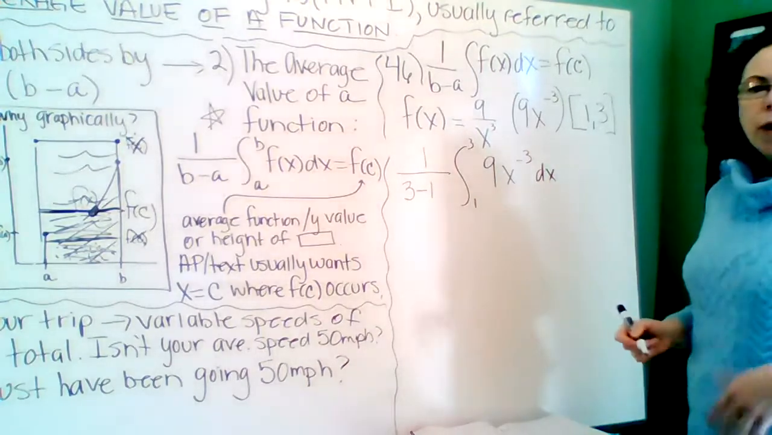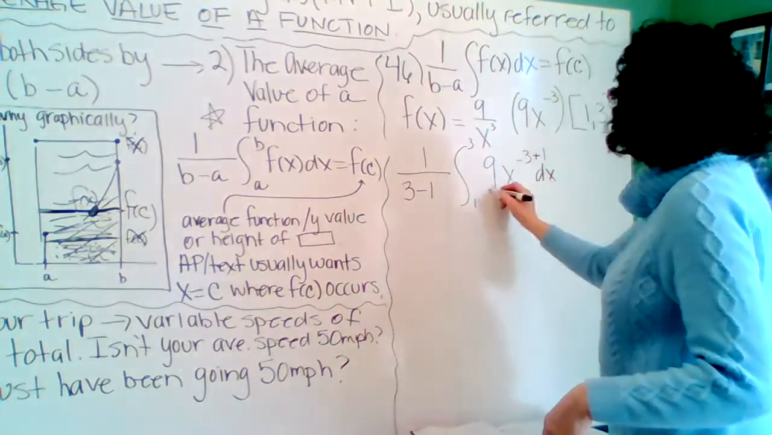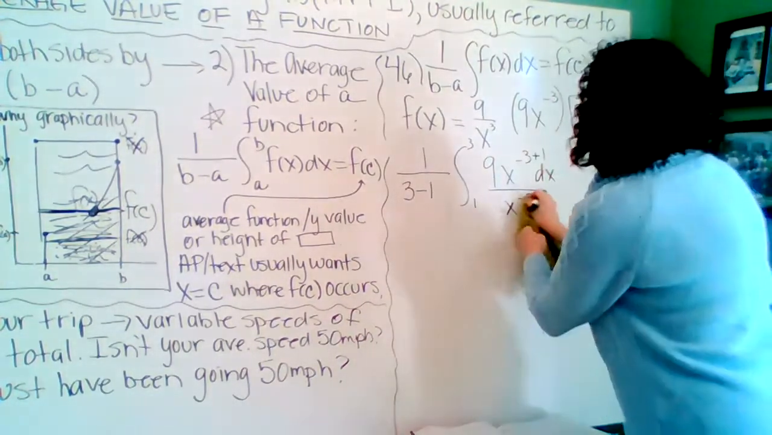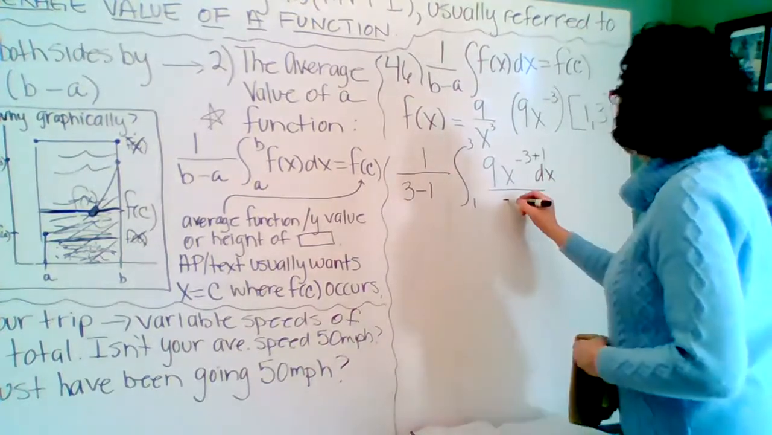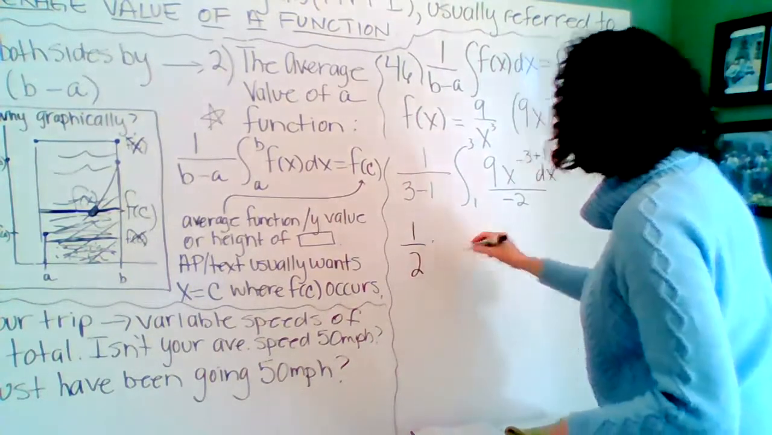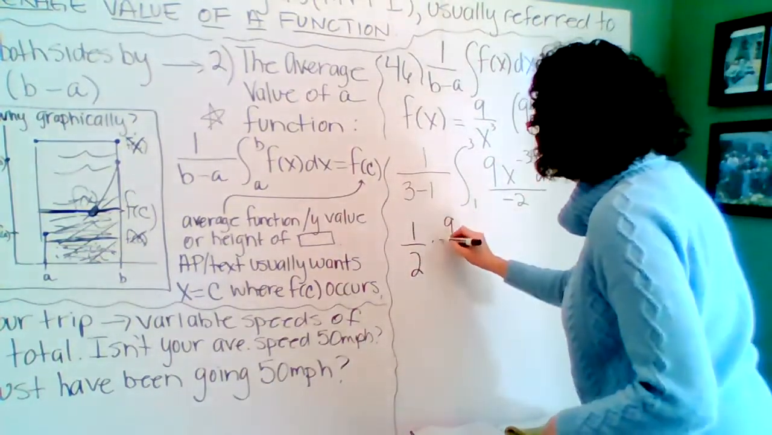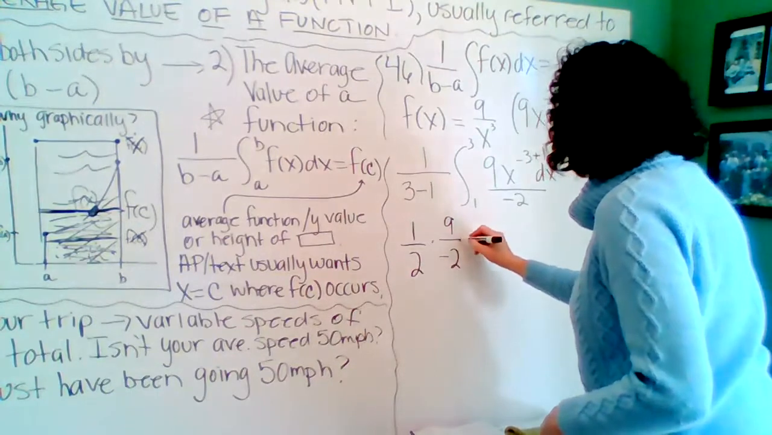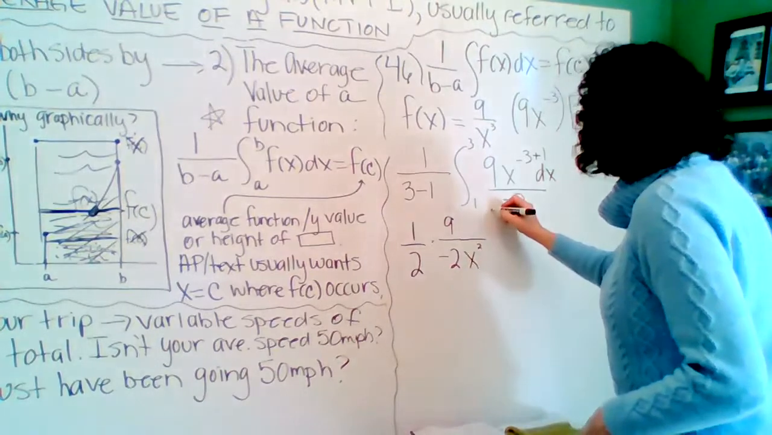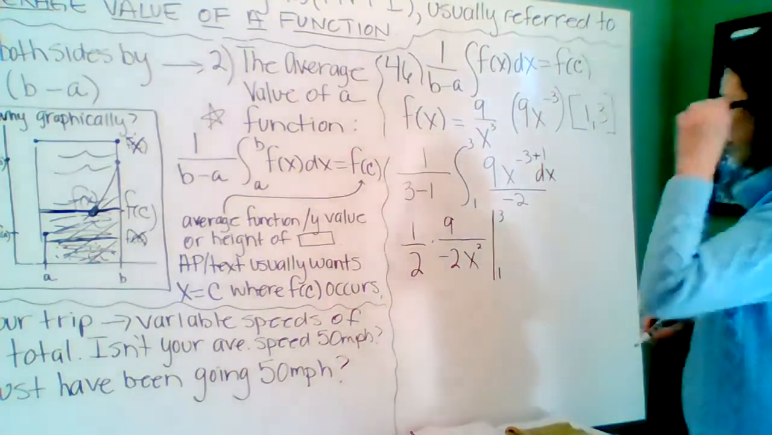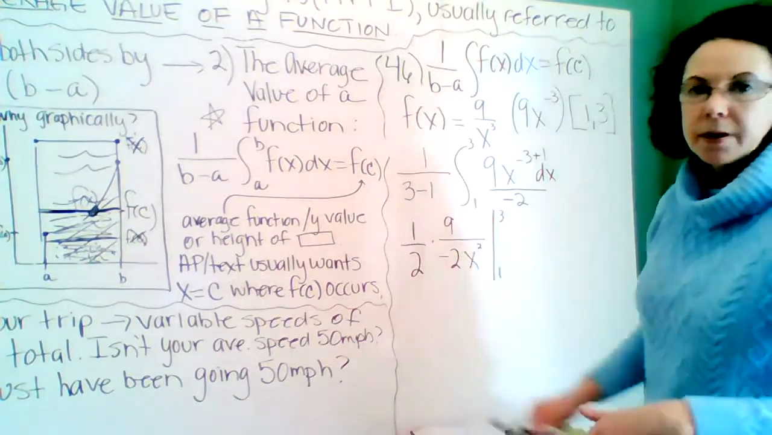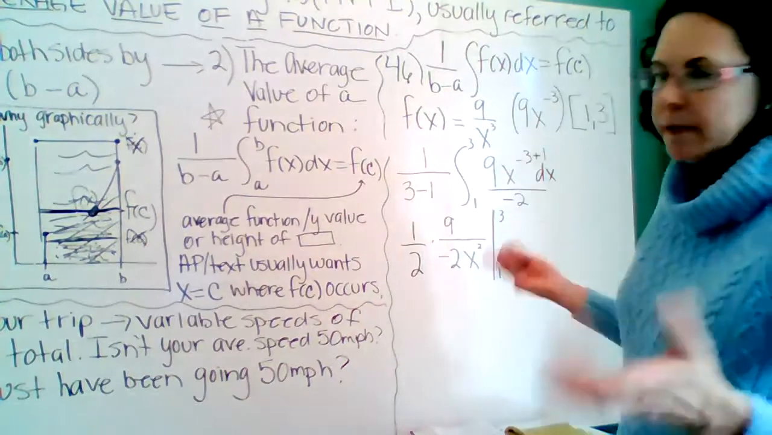dx. All right, we know how to integrate. Let's add 1 to the exponent and divide by the new exponent, not the x, just the exponent. So we have 1/2 times, this is 9 over negative 2, and this is x to the negative 2, so x squared from 1 to 3. I'm just recognizing this here, I could rewrite it as negative 9/4, but we're okay.